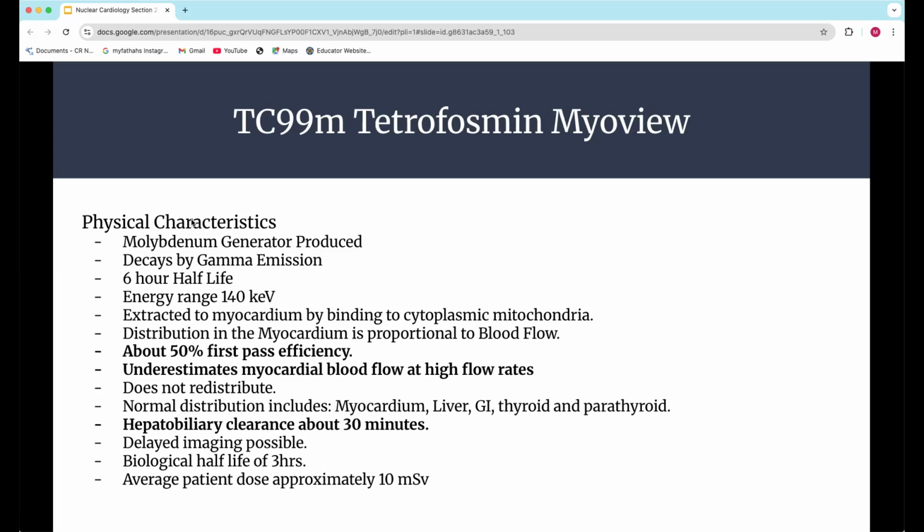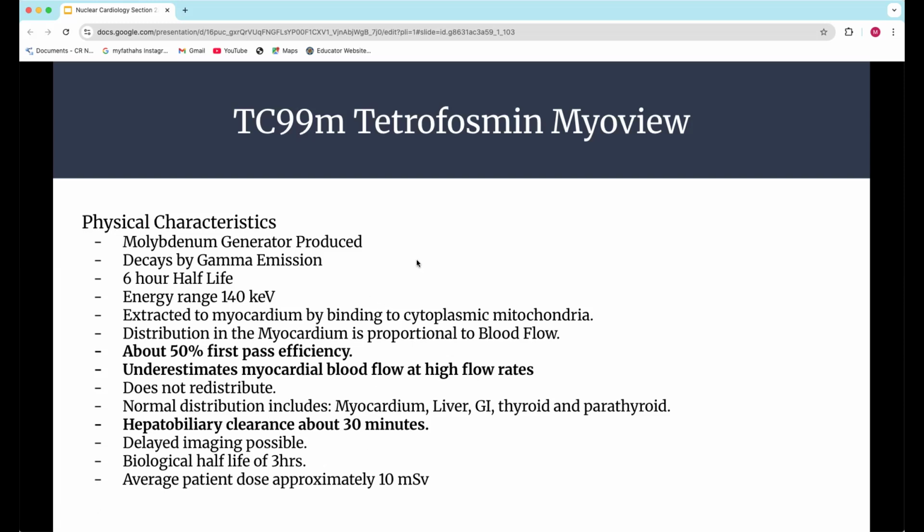So then the other one is very similar. There's not a whole lot of difference. It's just MyoView is just another brand. You'll notice that most of these are the same. That first pass efficiency goes down a little bit. There's also been studies showing that using MyoView, it underestimates myocardial blood flow at high flow rates. So when we do stress, we have high flow rates, so that it can be underestimated. Hepatobiliary clearance, actually, they show us a little better with MyoView. So you're looking at 30 minutes instead of 45 to 90. Pretty much everything else is the same.